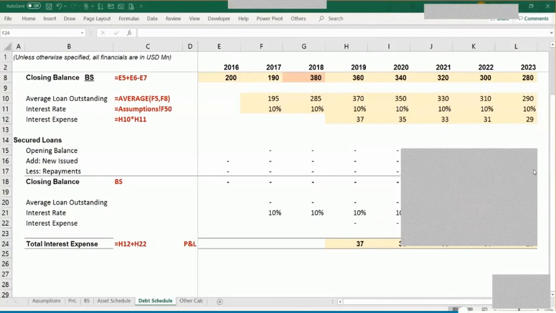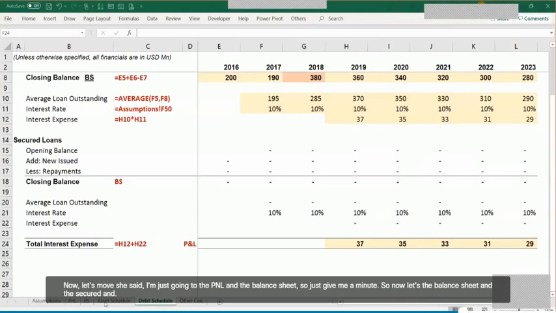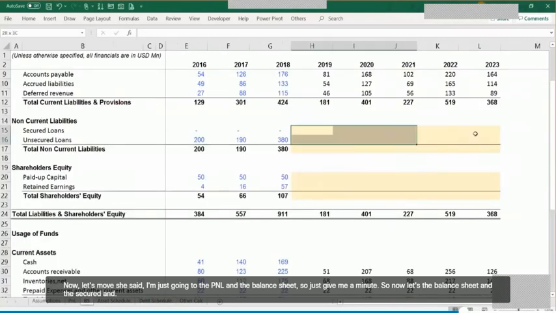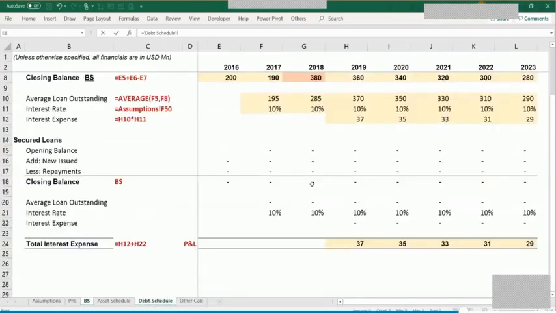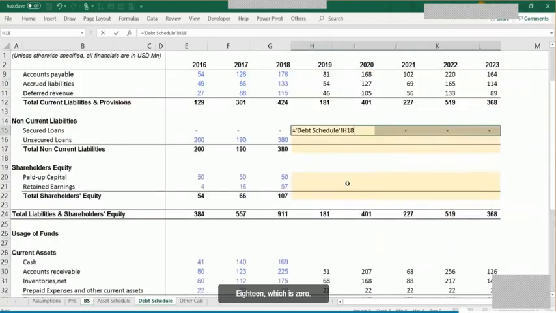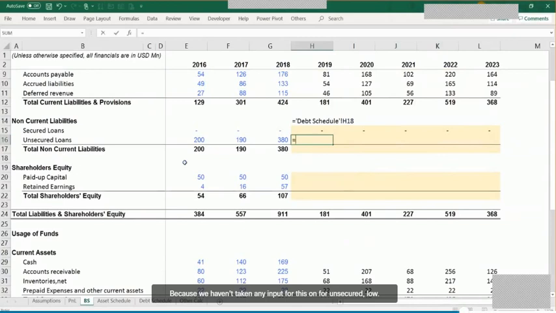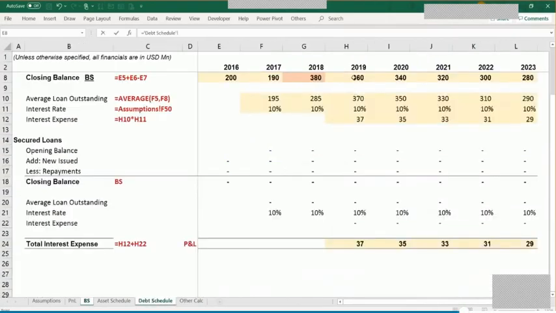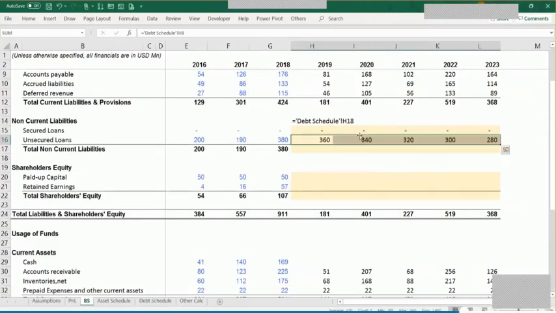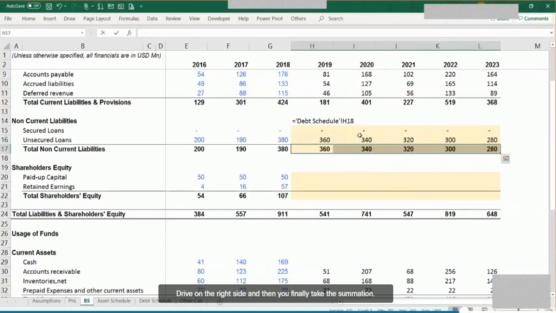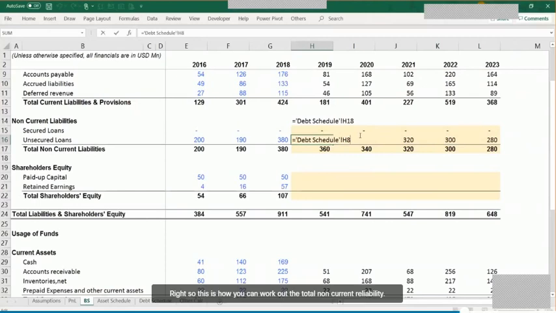Now let's move. So Richie, I'm just going to the P&L and the balance sheet. Just give me a minute. Now let's move to the balance sheet and pull the secured and unsecured loans balance here. The secured loan closing balance will come from row number 18, which is 0, because we haven't taken any inputs for this. For unsecured loan, we've got the data in row number 8. We pull it from there, drag it to the right-hand side, and then finally take the summation. So this is how you can work out the total non-current liabilities.